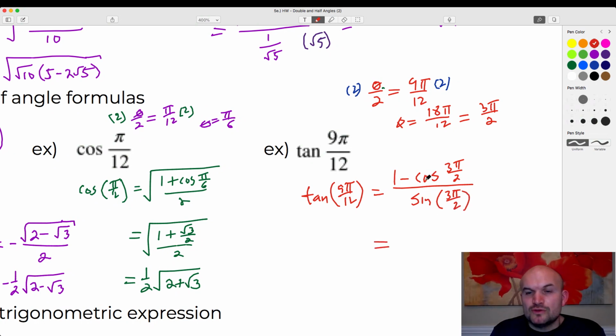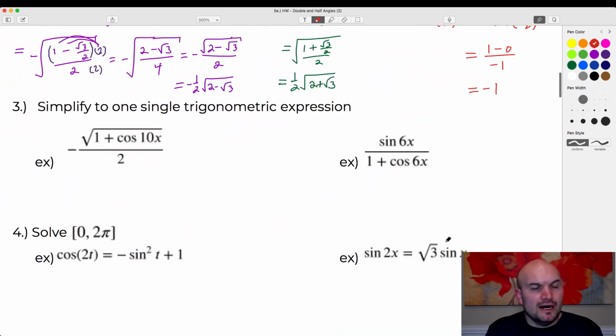So the cosine of 3 pi over 2 is obviously going to be 0. So this is 1 minus 0 divided by the sine, which is negative 1. So 1 minus 0 is just 1. 1 divided by negative 1, guys, is just negative 1. All right, we're almost done, guys.